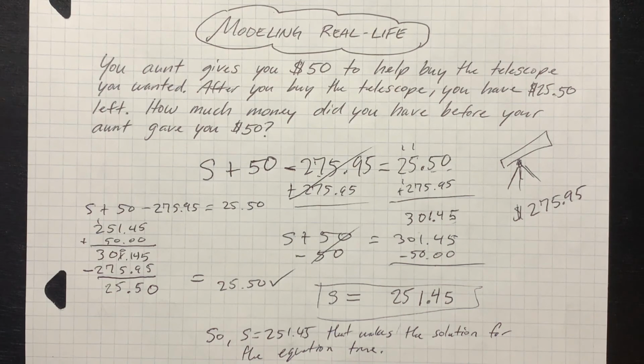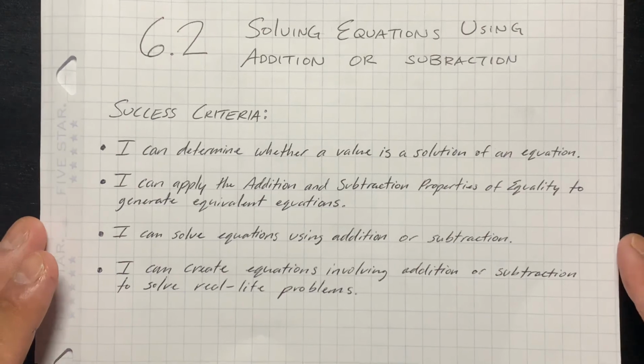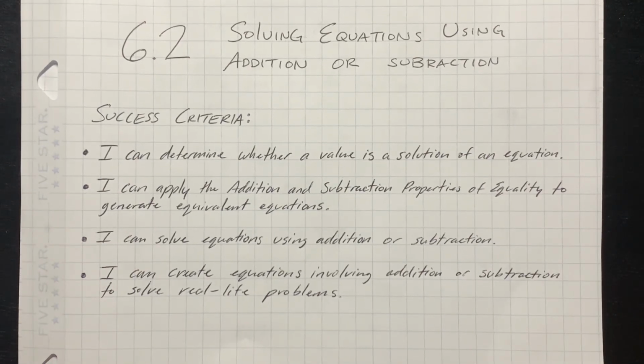All right. So that's basically it, guys. And this is 6.2, solving equations using addition or subtraction. So by now you should be able to determine whether a value is a solution of an equation. You should also be able to apply the addition and subtraction properties of equality to generate equivalent equations. And you should also be able to solve equations using addition or subtraction, and also to create equations involving addition or subtraction to solve real life problems.